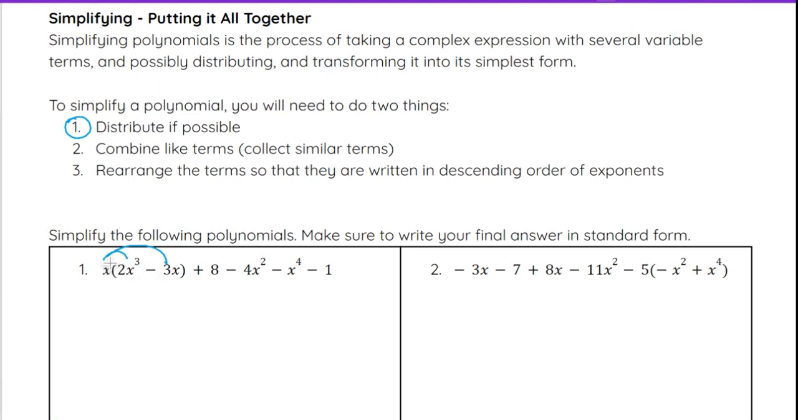So this x is really x to the 1st power. X to the 1st power times 2x cubed. We add the exponents of 1 and 3, and that's going to give us 2x to the 4th power. Then we do the same thing with x times negative 3x. So that's going to be negative 3x squared when you add the exponents on those x's. And then we still have plus 8 minus 4x squared minus x to the 4th minus 1.